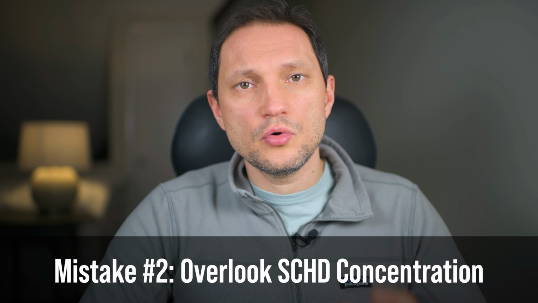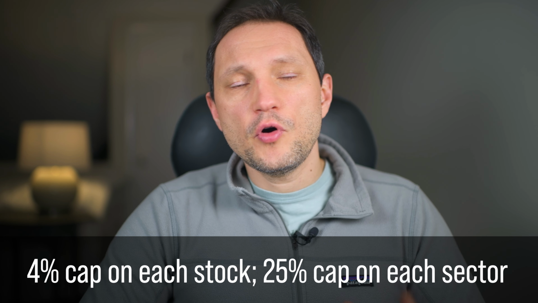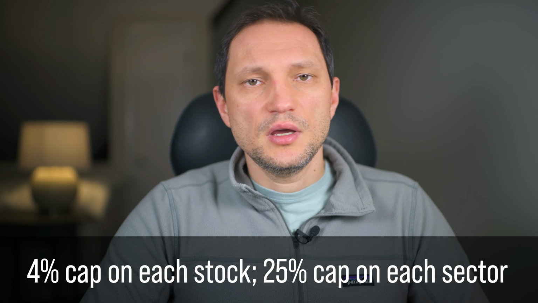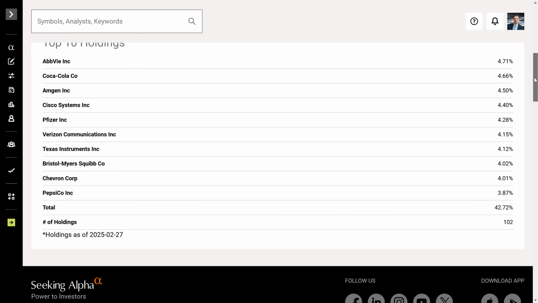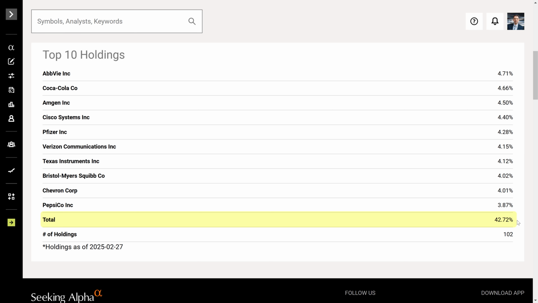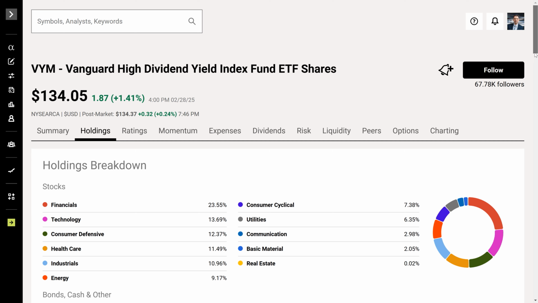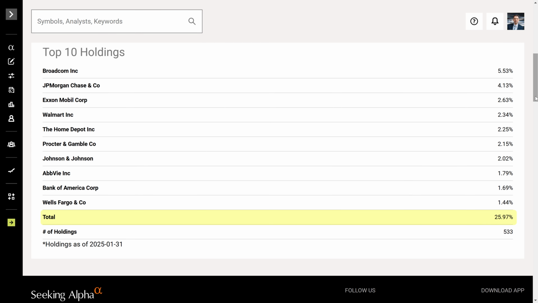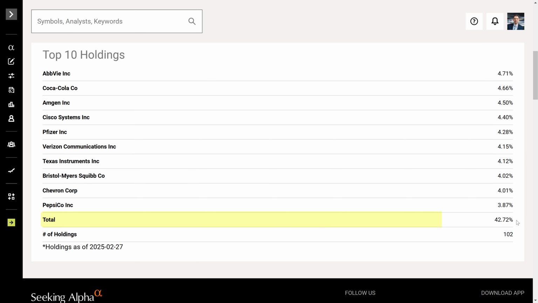Another common mistake with SCHD is to overlook its concentration, and it's there by design. As it stands now, SCHD weights its holdings by market capitalization, but on top of it, it has a 4% limit on individual holdings. Also, they have a 25% cap on individual sectors. This produces about 42% concentration at top 10 holdings. In comparison, some other popular dividend ETFs like VIG or VYM have top 10 concentration at 26% or 32%. I'm okay with SCHD being top-heavy, but for someone it could be a concern.